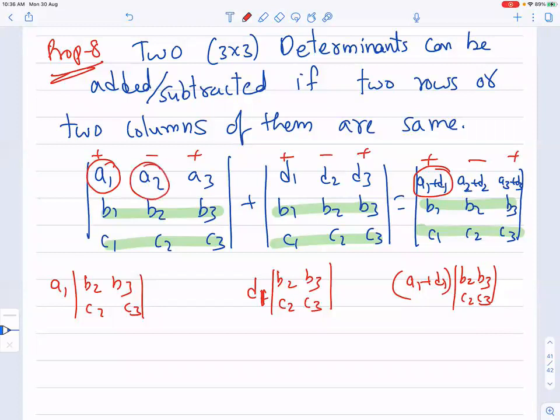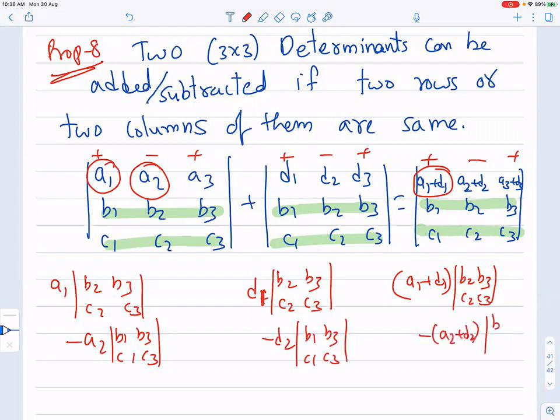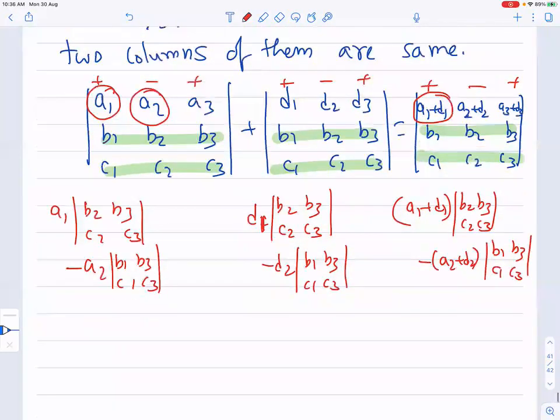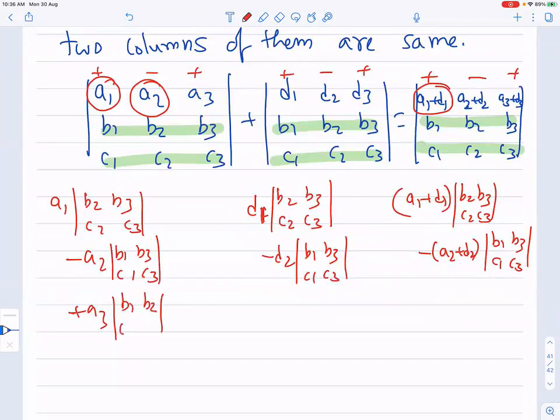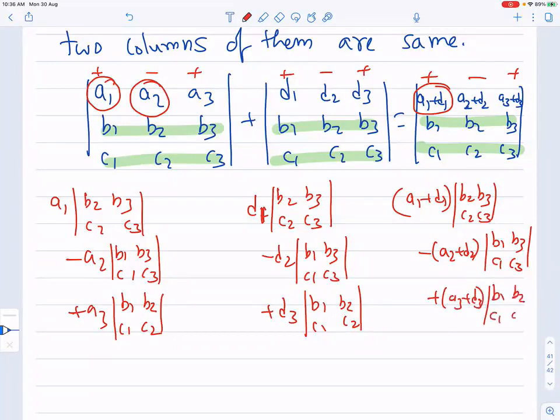The second element in this is minus A2 into B1, B3, C1, C3, and either minus D2 into B1, B3, C1, C3. So what will the second element be? Minus of A2 plus D2 into B1, B3, C1, C3. In this, plus A3 into B1, B2, C1, C2 plus D3 into B1, B2, C1, C2. Here, plus A3 plus D3 into B1, B2, C1, C2.